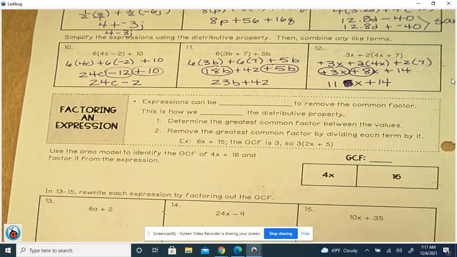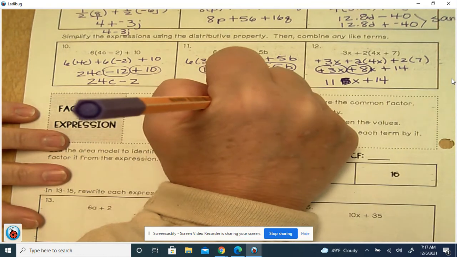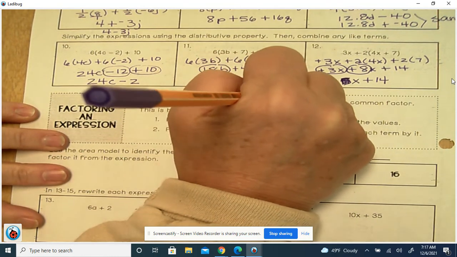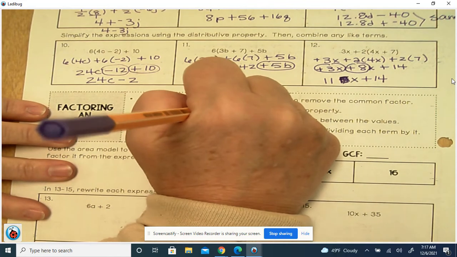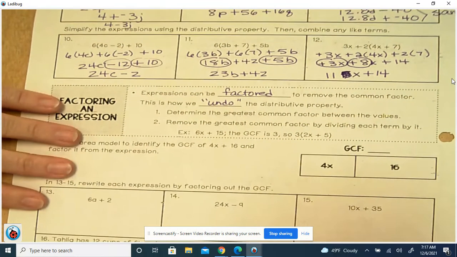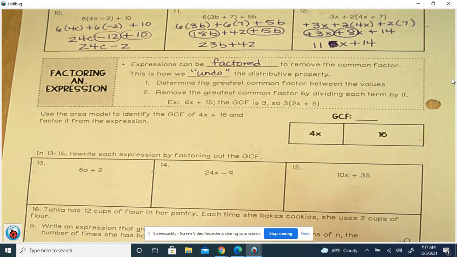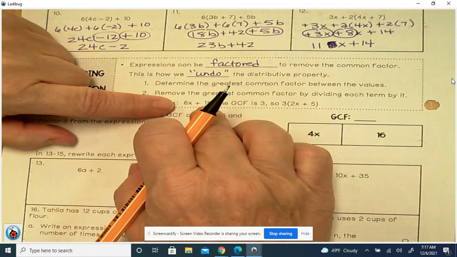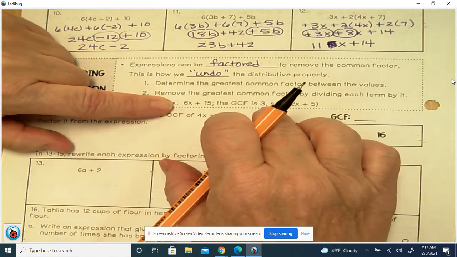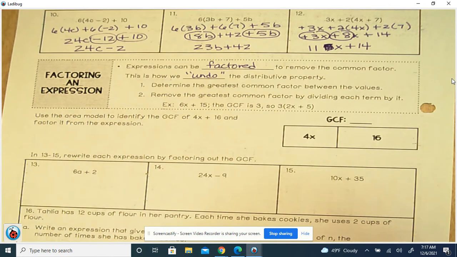In factoring expressions, we've done this too in flashbacks. Expressions can be factored to remove the common factor. This is how we undo the distributive property. 1, we determine the greatest common factor between the values. 2, remove the greatest common factor by dividing each term by it. So 6x plus 15, the greatest common factor is 3. So we take out the 3 and get 2x plus 5. And we've done that, and I've showed you that.